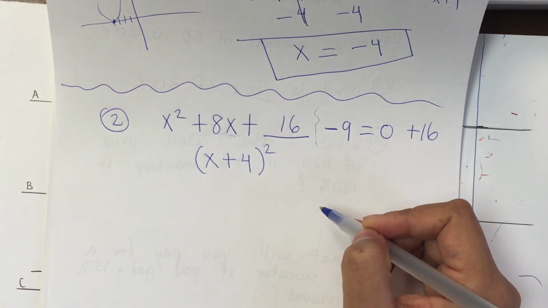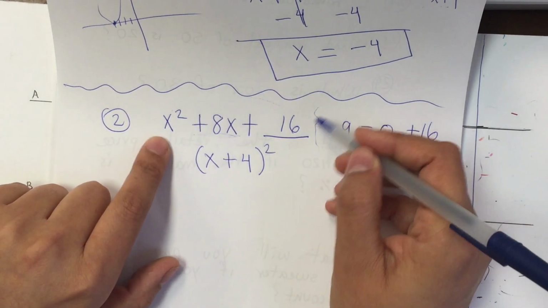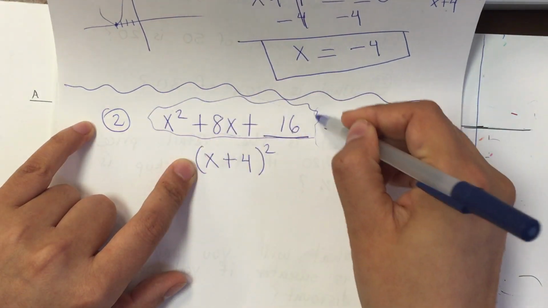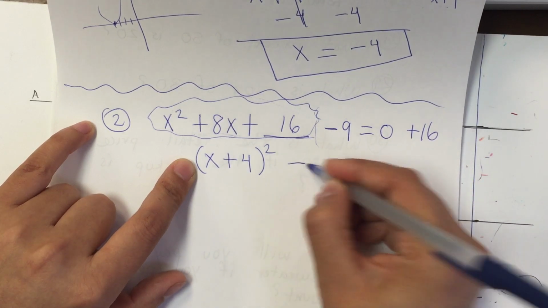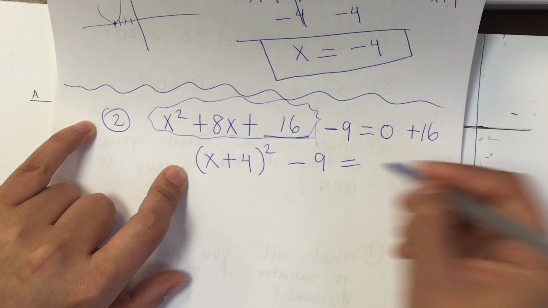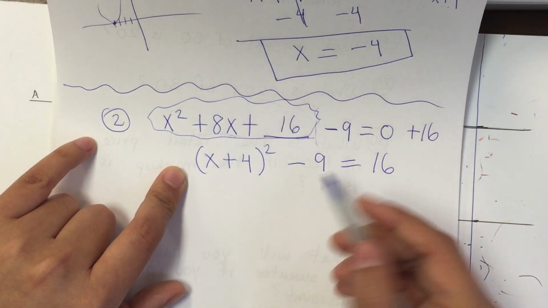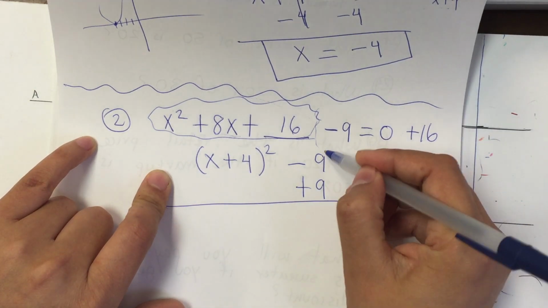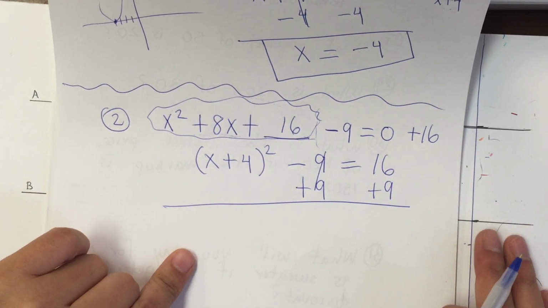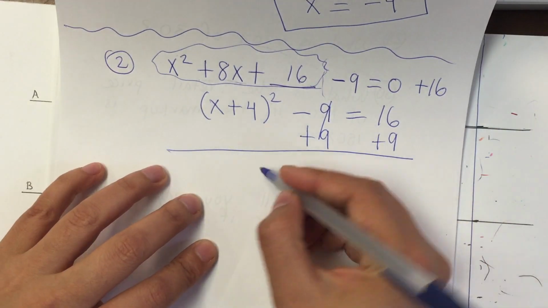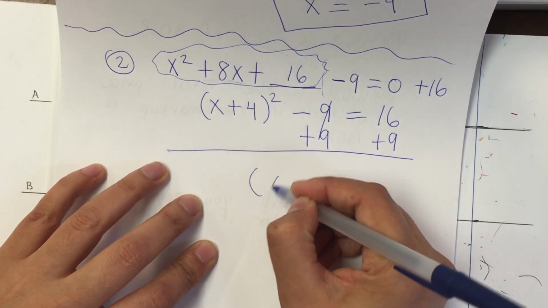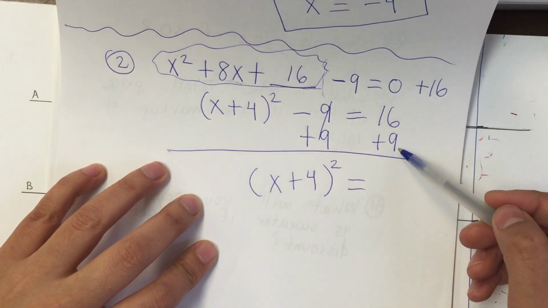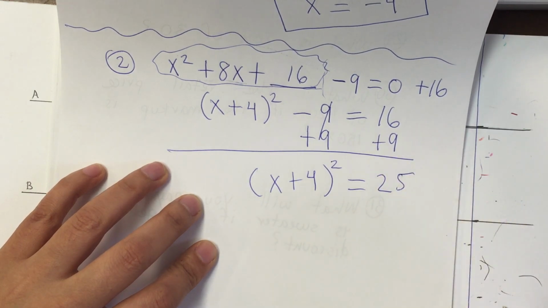Okay, let's see. When we get the square root of this part right here, this is representing this part. So we still need to bring down the -9 equals 16. We cancel the 9 on both sides. And what do we have left? We have this perfect square that we formed equals 16 plus 9 is 25.